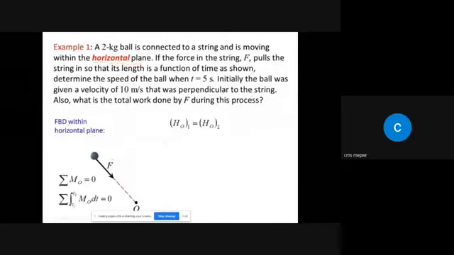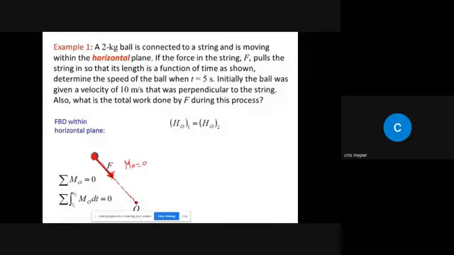Okay, this particle is moving in some curved path, right? And at any instant, the only force acting on this particle is along this line. So due to this force, if you want to find the moment about point O, the moment will be 0. Why? Because there is no perpendicular distance between this force and this point O.